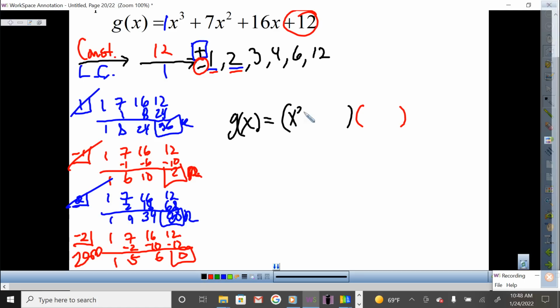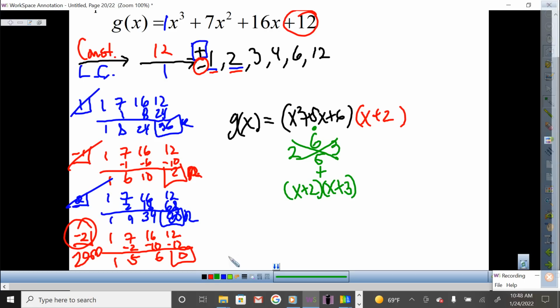One x squared plus 5x plus 6. And how about the other polynomial? This one, guys. That would be what? X plus 2, yes. Can we factor this one? Let's try it. 6, 5. What factors of 6 add up to 5? 2 and 3. So my factors are x plus 2, x plus 3. Bring down the other one, x plus 2. And all that equal to g of x.